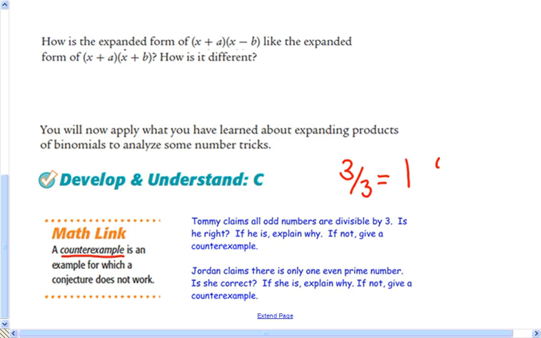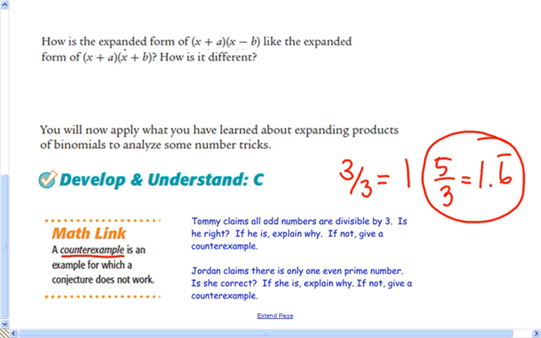Let's try the next odd number, and that's 5. 5 divided by 3 is 1.6 repeating. And so we can see 5 is not divisible by 3. So Tommy's not right, and all we need to do to show he's not right is find one example that doesn't work, and that's called a counterexample.